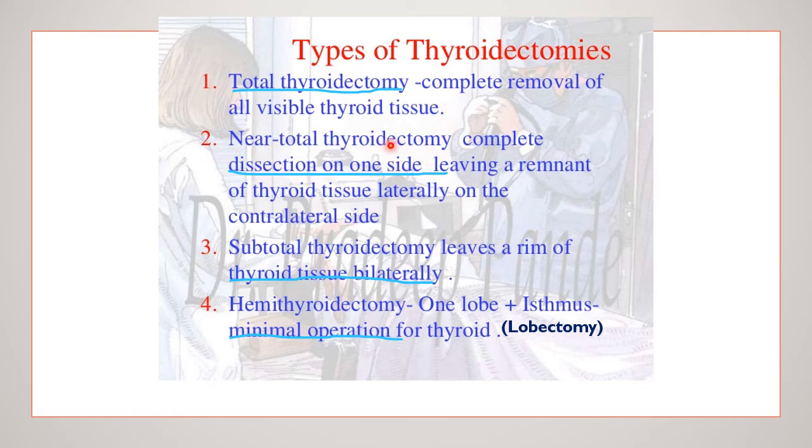Secondly is the near total thyroidectomy, where there's complete dissection on one side, leaving a remnant of thyroid tissue laterally on the contralateral side. The third type is known as subtotal thyroidectomy, which leaves a rim of thyroid tissue bilaterally in both lobes. And the last one is hemithyroidectomy, in which one lobe with the isthmus is removed. And this is the minimal operation for thyroid cancer. And this operation is also known as lobectomy.